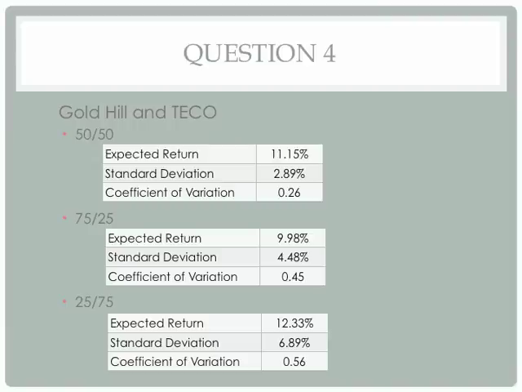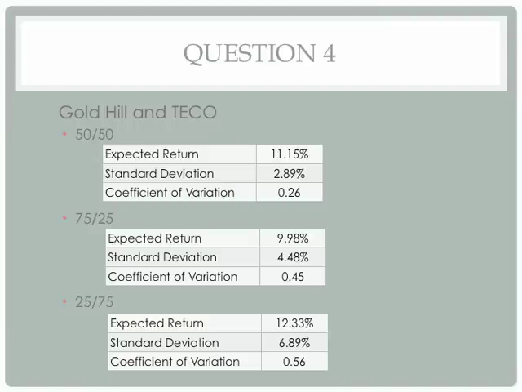Gold Hill has a lower expected return and a higher coefficient of variation, while TCO has a higher expected return and a lower coefficient of variation. By diversifying with two stocks, their levels of risk offset each other.